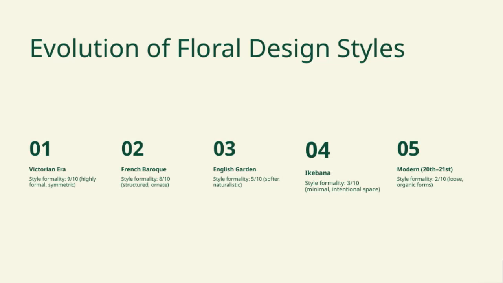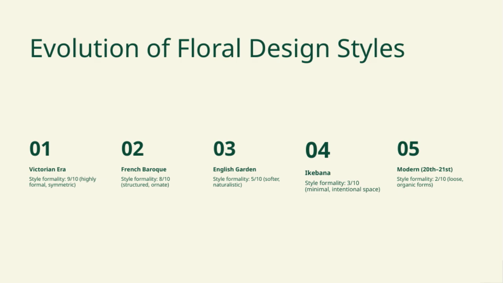Now, moving on to slide 5, let's look at the evolution of floral design styles. We start with the Victorian era, which was all about formality and symmetry. Think highly structured arrangements that conveyed elegance and status. As we progress to the French Baroque style, the complexity and ornamentation increased, with more intricate detailing and a sense of grandeur. Next, we see the English garden style, which introduces a softer, more naturalistic approach, more organic and relaxed, reflecting a shift toward a more casual beauty.